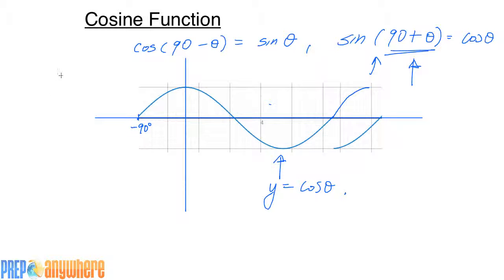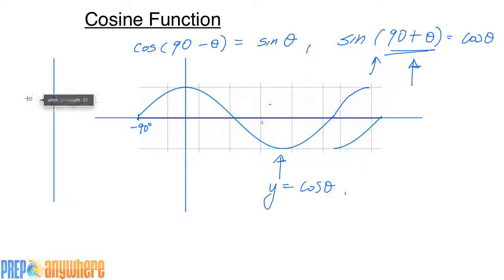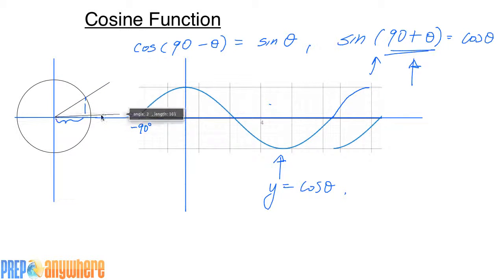More simply, if you recall back the circle, what was cosine equal to in a unit circle? If you have a terminal arm like this, the cosine was equal to this length right here. So when it's 0, it starts with 1. The length is full 1. That's why it starts up here, at 1.